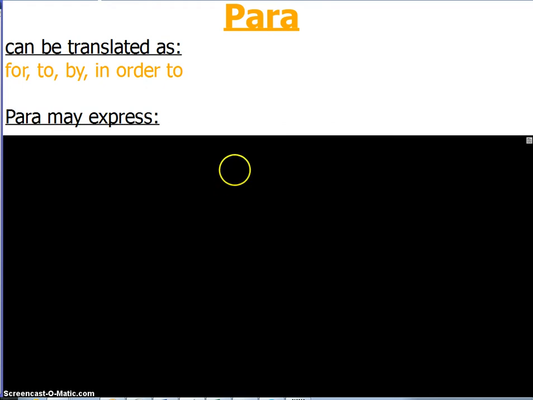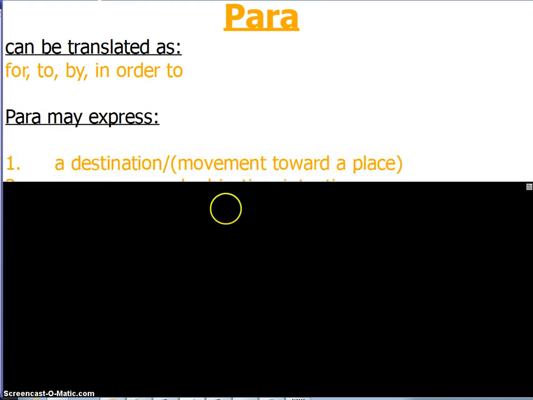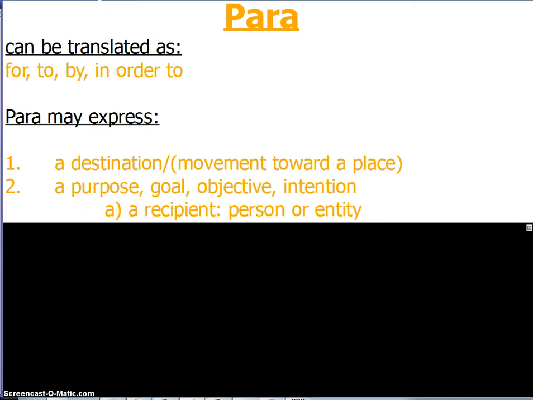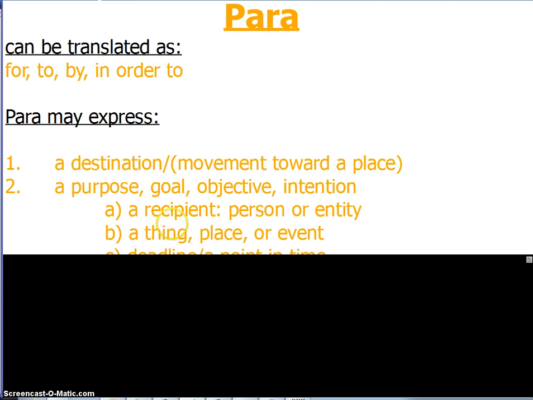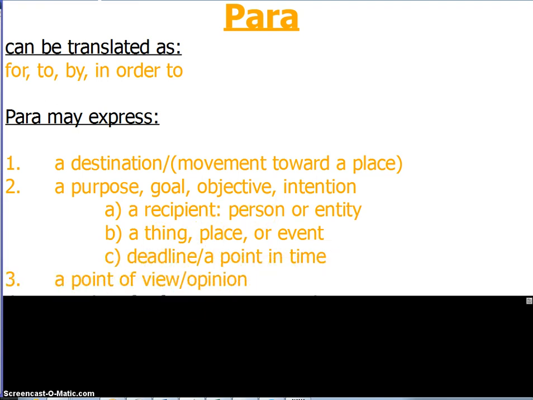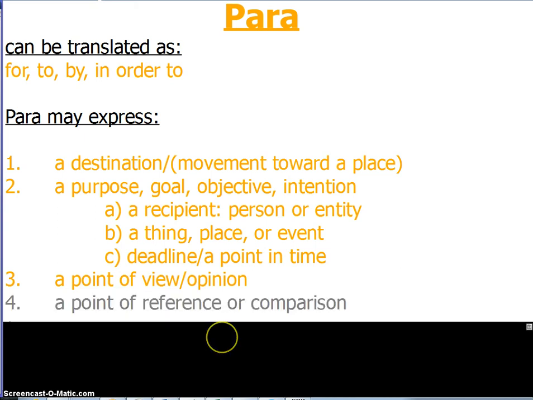Para may express a destination or movement toward a place, a purpose, goal, objective, or intention. Why are you doing something? And these things can either be a person, which would be a recipient, a thing, a place, or an event, a deadline, a point in time. Para may express a point of view or an opinion, and it can also express a point of reference or comparison. So let's go through some examples.